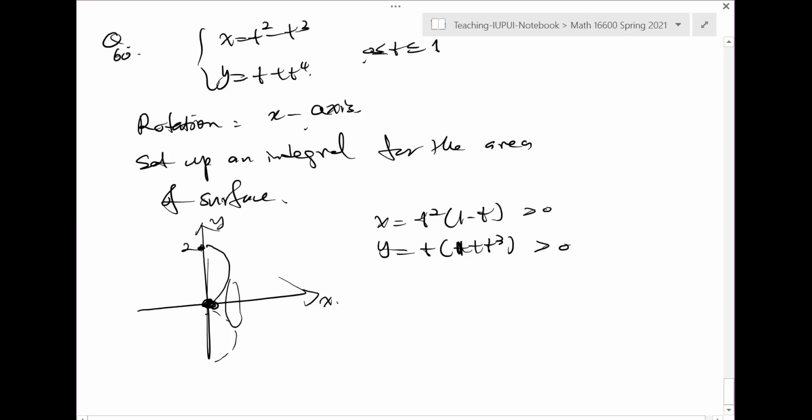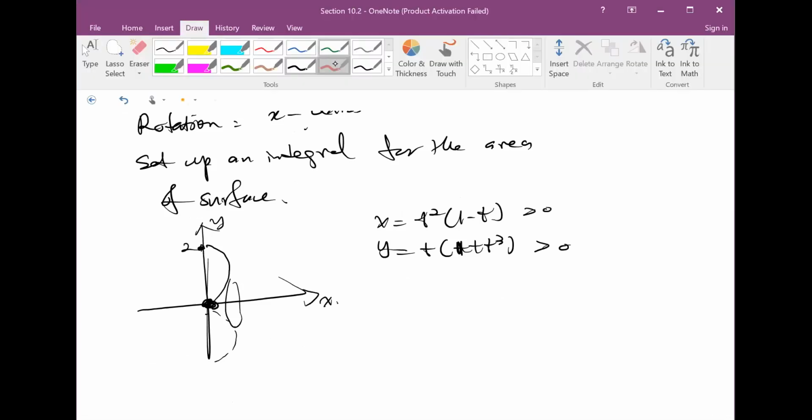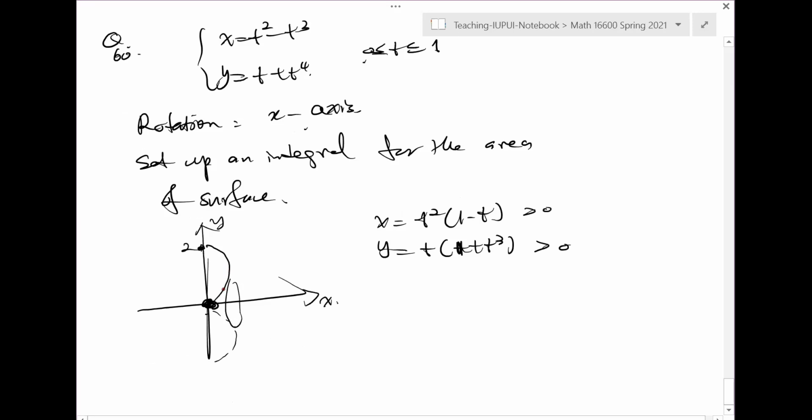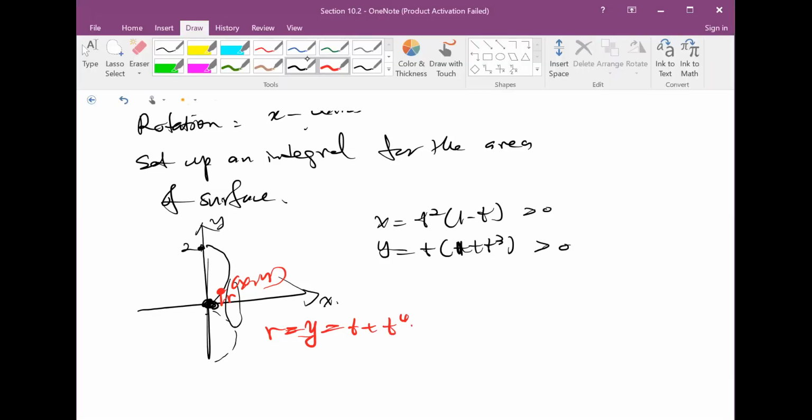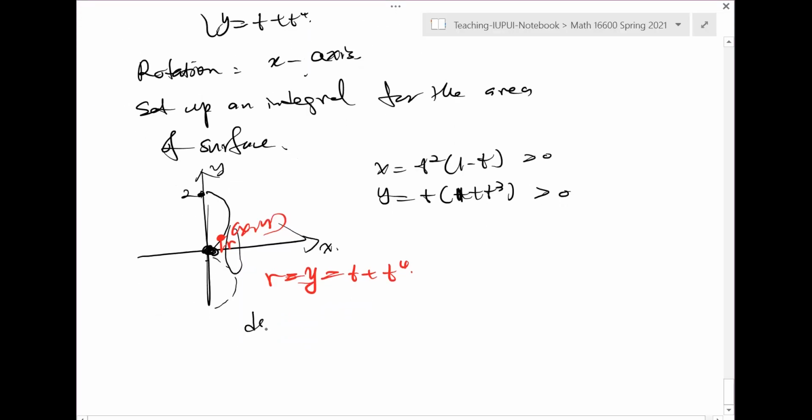Okay. How can I solve the problem? You have to take an arbitrary point. Okay, this is an arbitrary point with coordinates x and y. And what is the radius? This is the radius. The radius is going to be the y value of the coordinate. And y is going to be t plus t to the fourth power. Okay, that's it. And ds is going to be the square root of (dx/dt) squared plus (dy/dt) squared, dt.